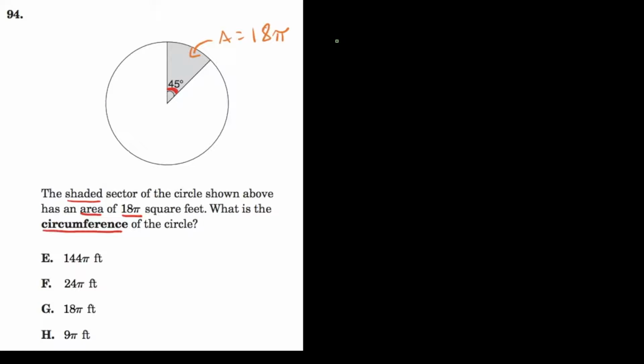Before we do that, I'm just going to write out the formulas for area and circumference, because otherwise it's really easy to get jumbled up somewhere down the road. So area equals pi r squared. Circumference equals 2 pi r. Okay, now let's keep going.